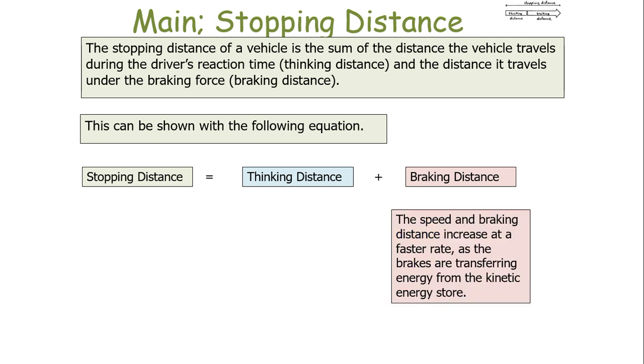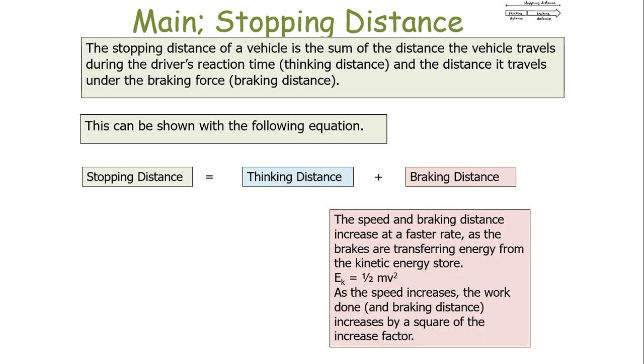Now the speed and the braking distance increase at a faster rate, as the brakes are transferring energy from the kinetic energy store of the vehicle. And because we know the kinetic energy store is E equals a half mv squared, an equation you learned in the energy module, this shows us that as speed increases, the work done and therefore the braking distance increase as a square of the increase factor.